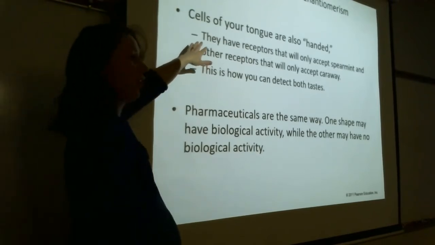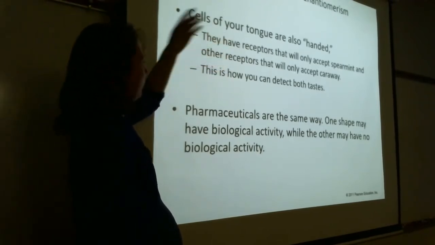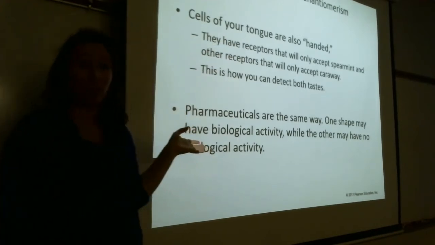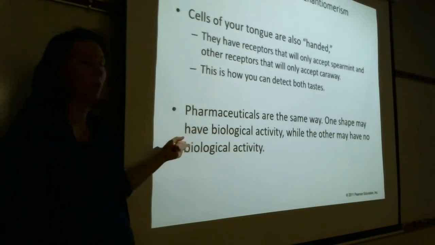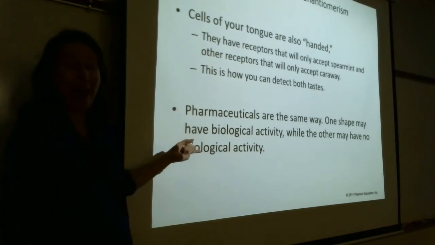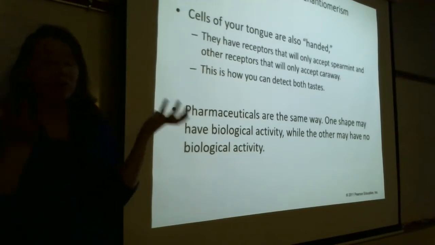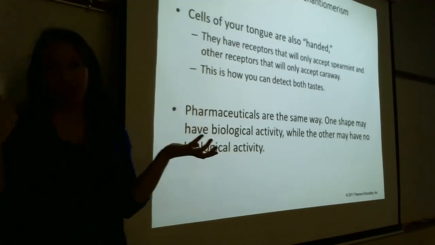Your cells are also handed, left-handed versus right-handed. In pharmacology, this is a big deal. Maybe one of the enantiomers is really, really bad, and one of the enantiomers is really good. If you've got a Dr. Jekyll, Mr. Hyde kind of thing, you've got to pull the whole drug off the market.